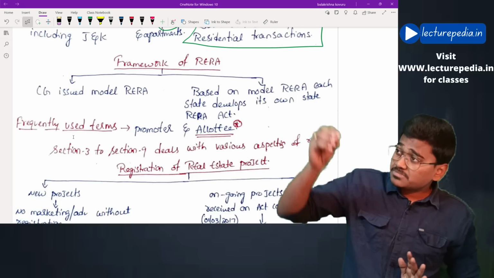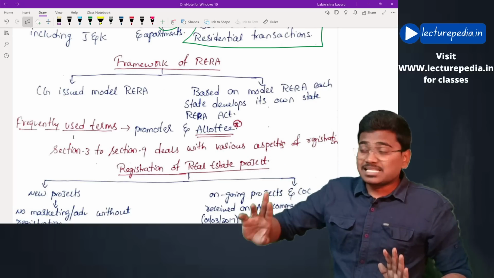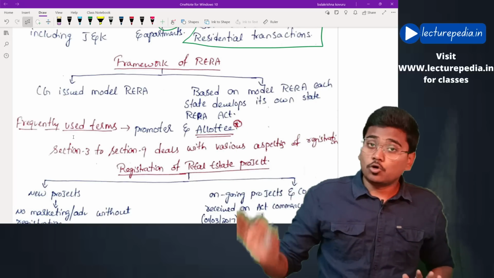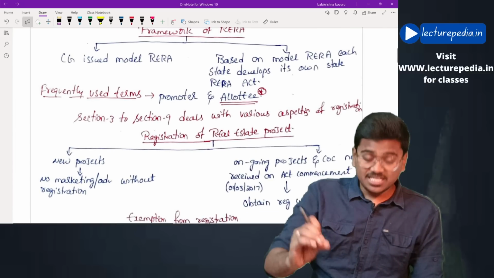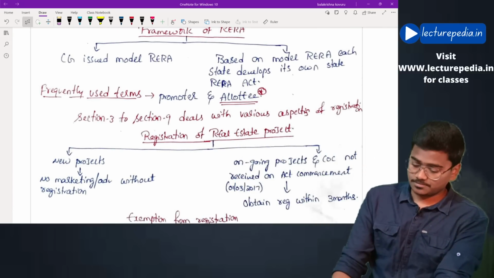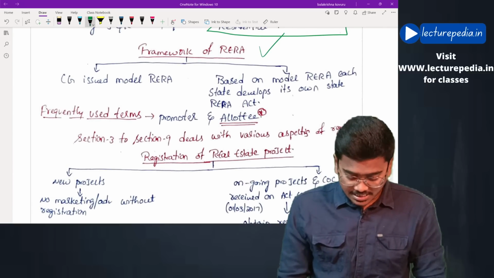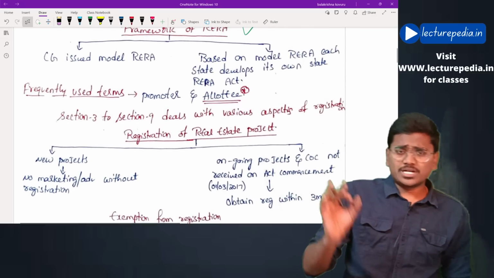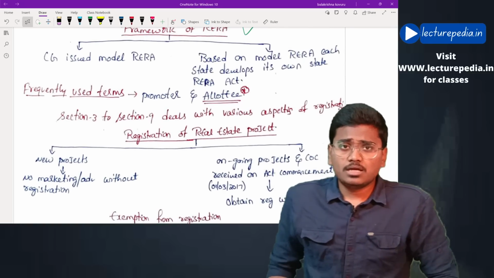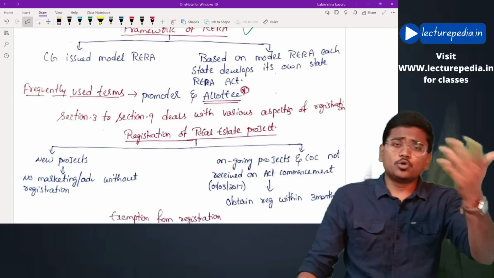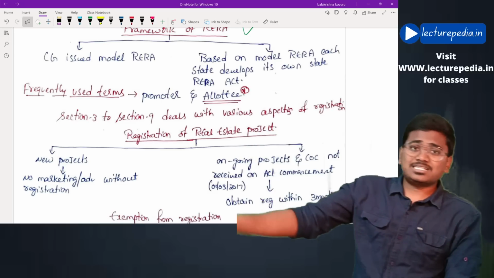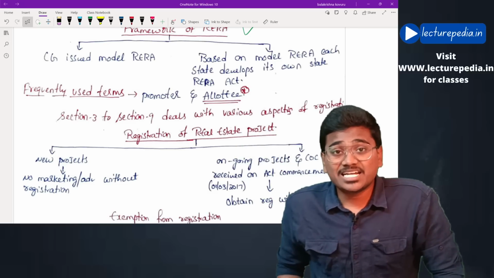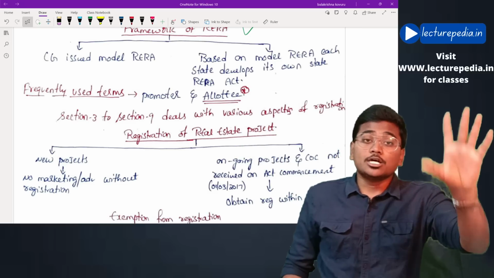That means every state of India is having its own RERA Act. Hope this is clear. It is not a central act. Each state is having a separate RERA Act. Hope that is clear. Next, there are some frequently used terms in the act. First one is promoter. Who is meant by a promoter? Promoter means a person who is constructing or developing the real estate project. That person will be known as promoter.